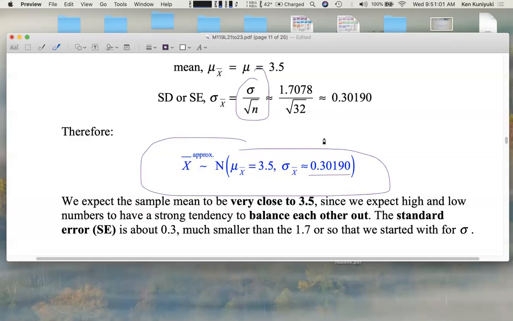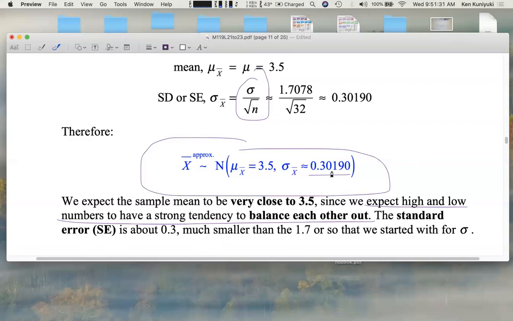What about the 3s and the 4s? Well, they'll average out to 3.5. But that's why we expect the sample mean to be very close to 3.5 if we have many dice, because we expect high and low numbers to have a strong tendency to balance each other out. So for example, the 1s and the 6s will balance each other out, the 2s and the 5s, and the 3s and the 4s. So we have a strong tendency for the average overall to balance out to 3.5. We have strong balancing effects.